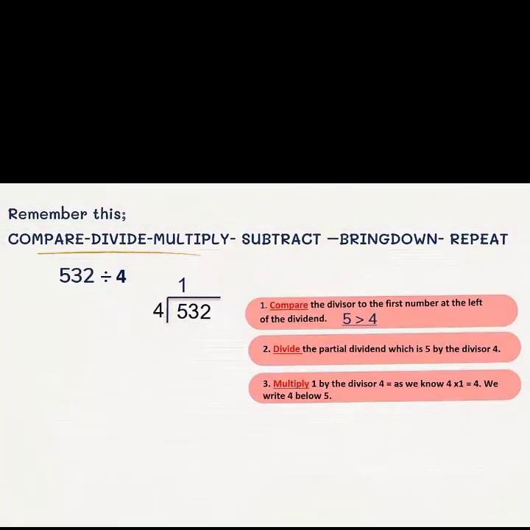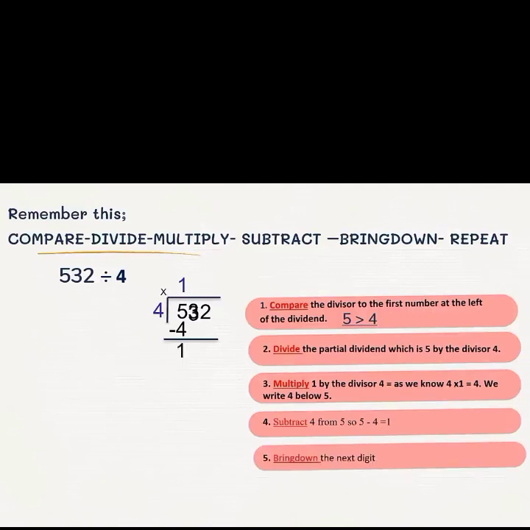Step 3 is to multiply 1 by the divisor 4. As we know, 4 times 1 is equal to 4, so we write 4 below 5 and then subtract it from 5. So we have 5 minus 4 is equal to 1. Now, bring down the next digit, which is 3. After bringing down the digit, we repeat the steps from 1 to 5 until there are no more digits to bring down.